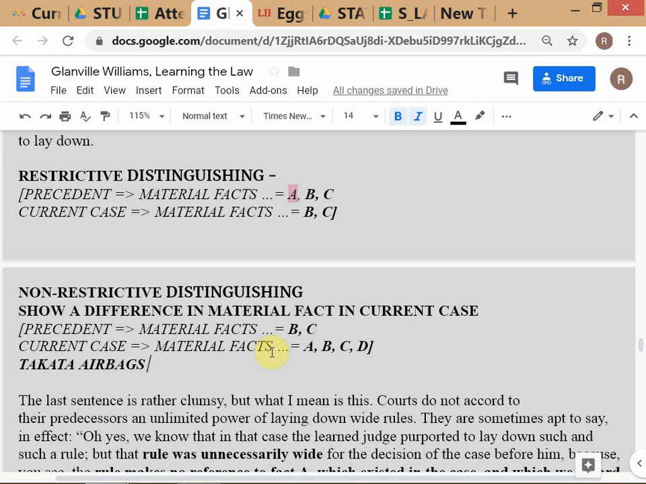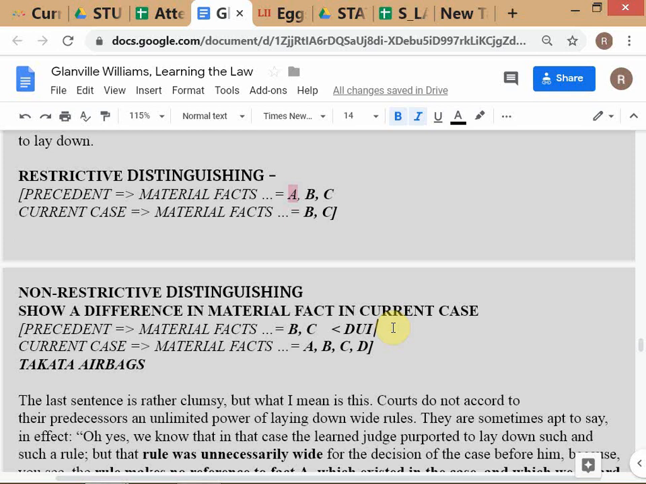Non-restrictive, I'll give you an example. Let's say that we have a precedent. In the previous precedent case, let's say there was a case of DUI. DUI is actually a US term from US criminal law. What does DUI stand for? Driving under the influence. Correct. So driving under the influence of alcohol.